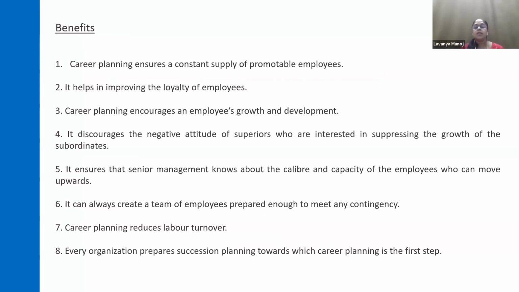It ensures a constant supply of promotable employees. As I said, this also gives a chance for an individual to get promotion as well as to get transfer. Sometimes, very rarely, promotion plus transfers. It helps in improving the loyalty and encourages employees' growth and development, and discourages the negative attitude of superiors who are interested in suppressing the growth.